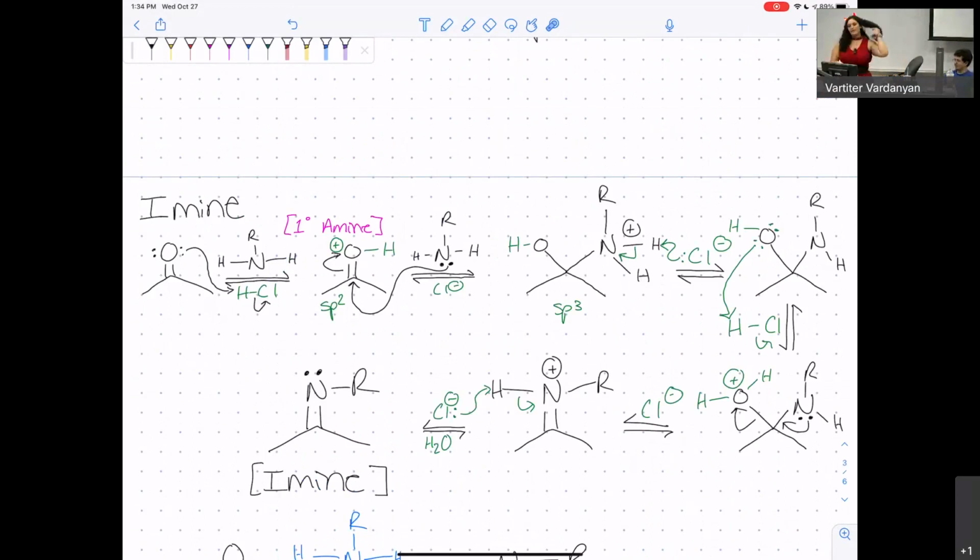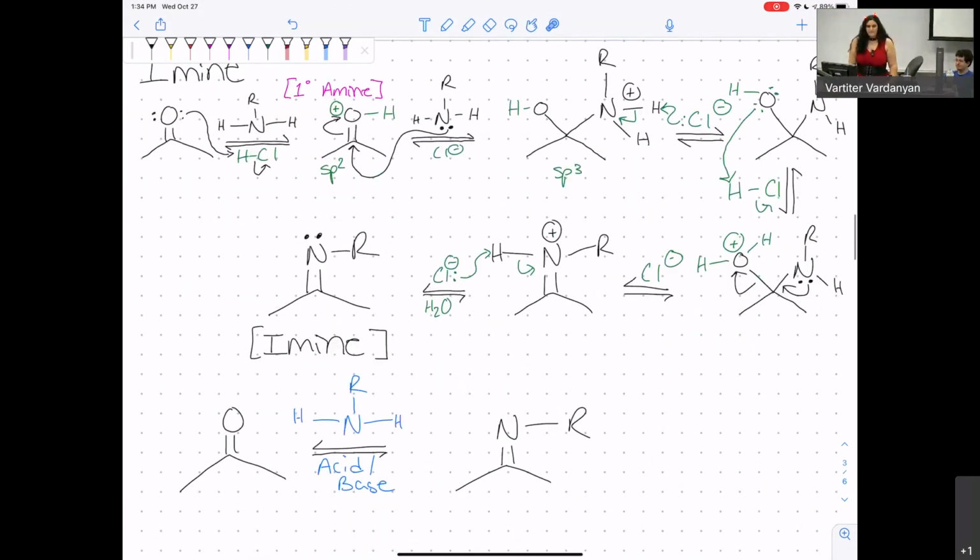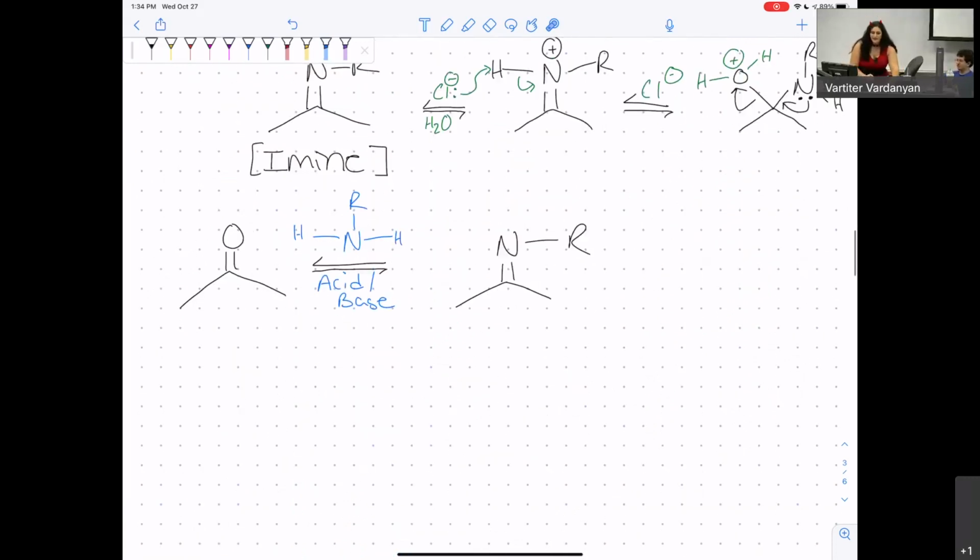And then if you want to see the whole thing, I can show it to you after the session. Yes, that's a good point. If we did this with an aldehyde, the only thing that changes is we get an H here at the end.